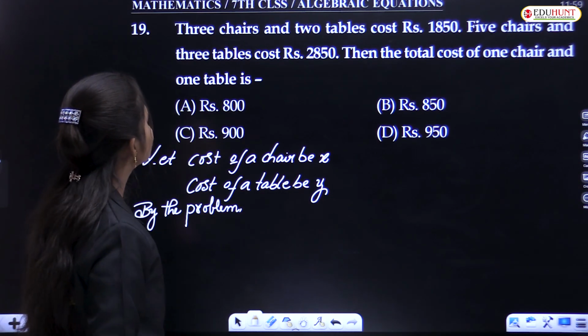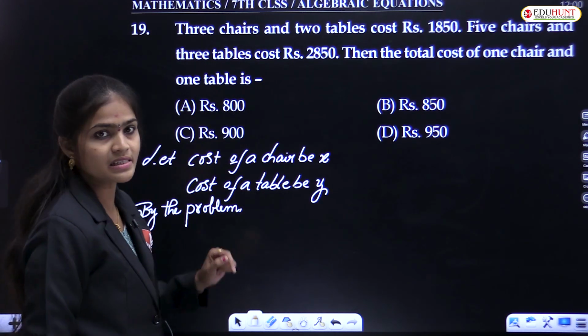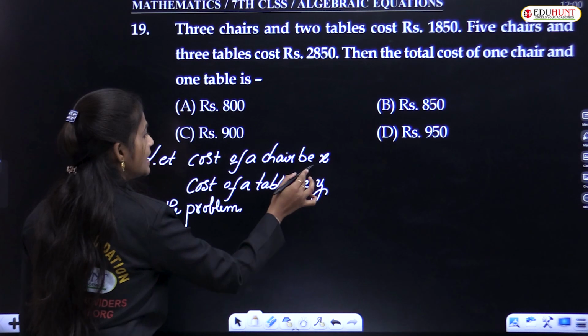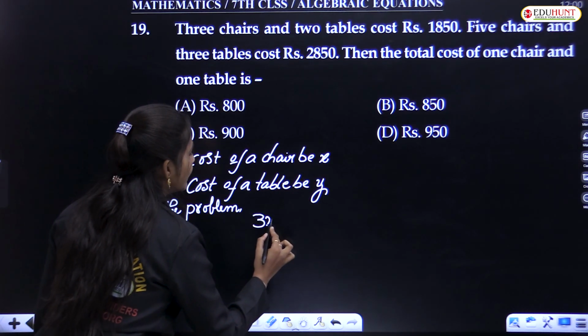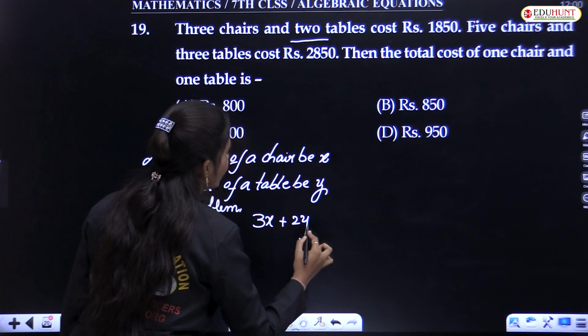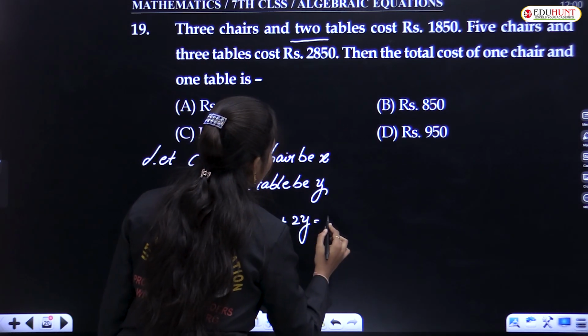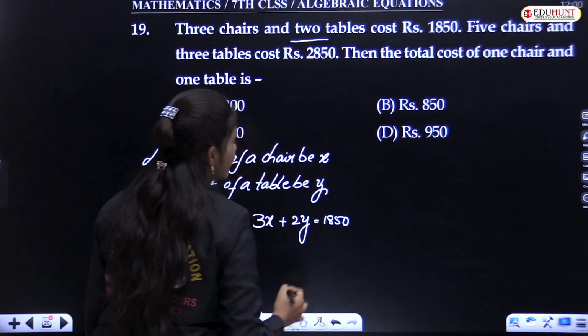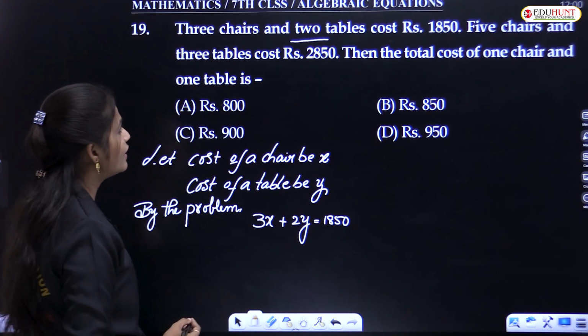Here what are the conditions? 3 chairs plus 2 tables. 3 chairs means chair is x, so 3x plus how many tables? 2 tables, so 2y. Its cost is equal to 1850.